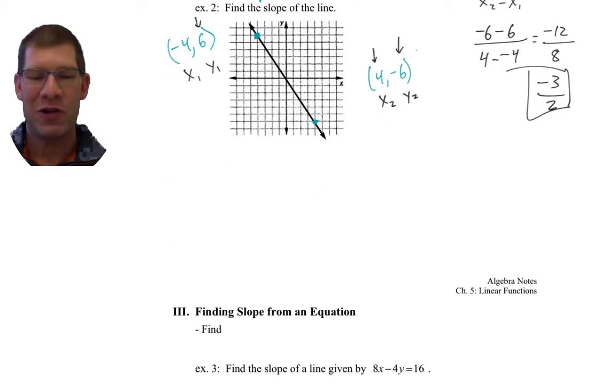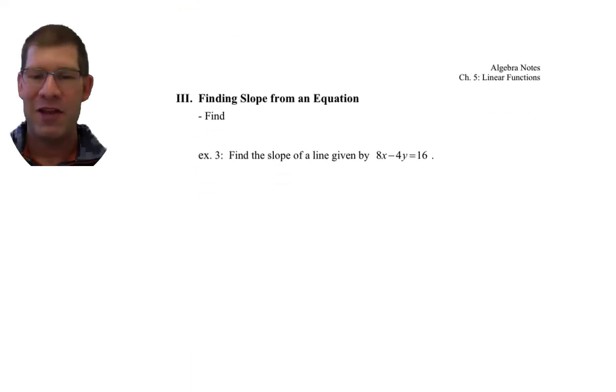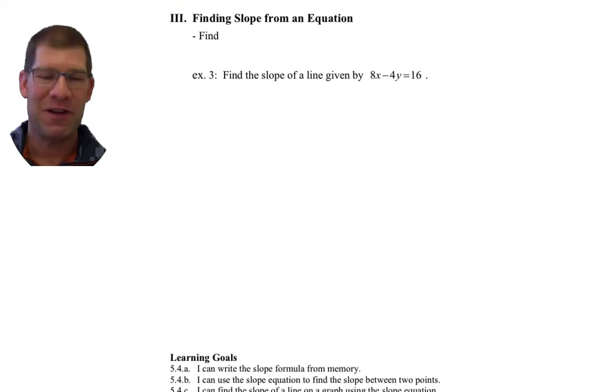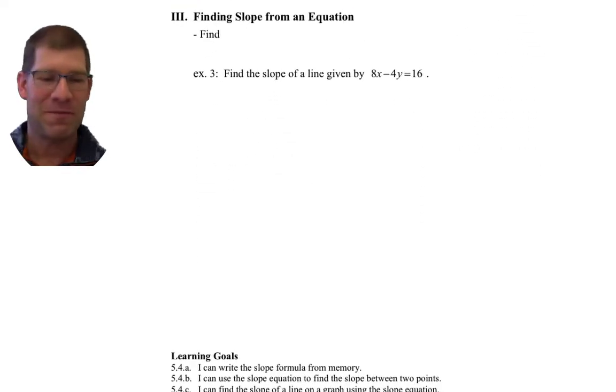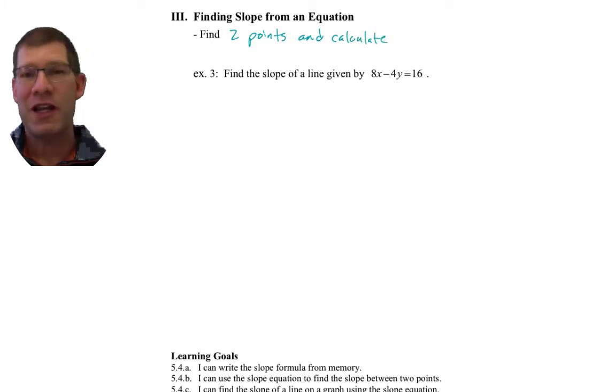But often in the homework you're just going to see here's 2 points. Then you can use the equation without having to try to figure out what it looks like on a graph. Last thing, find the slope from an equation. Well, I do the same thing we did from the graph. So find 2 points and calculate. So this will work for any equation.